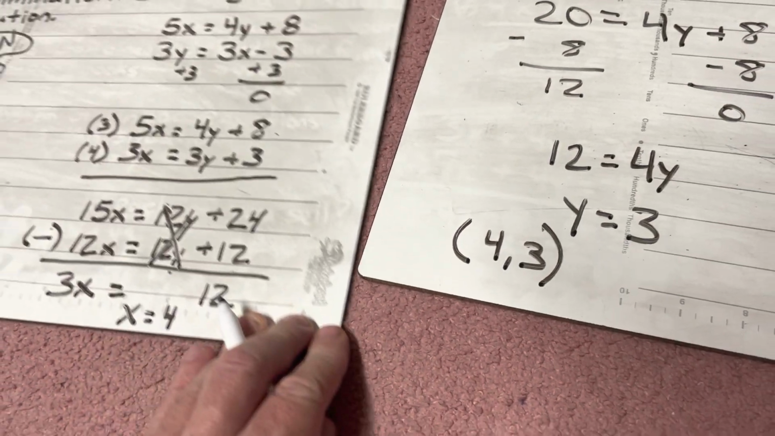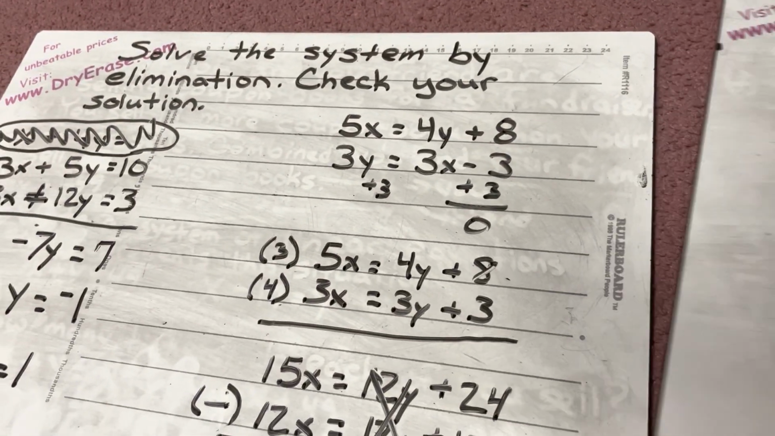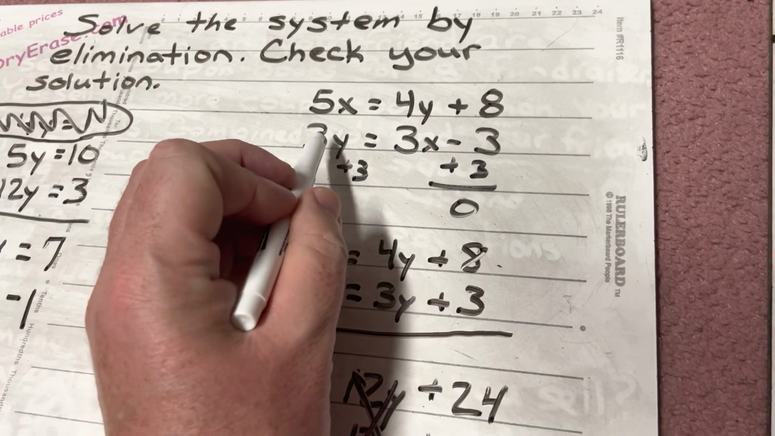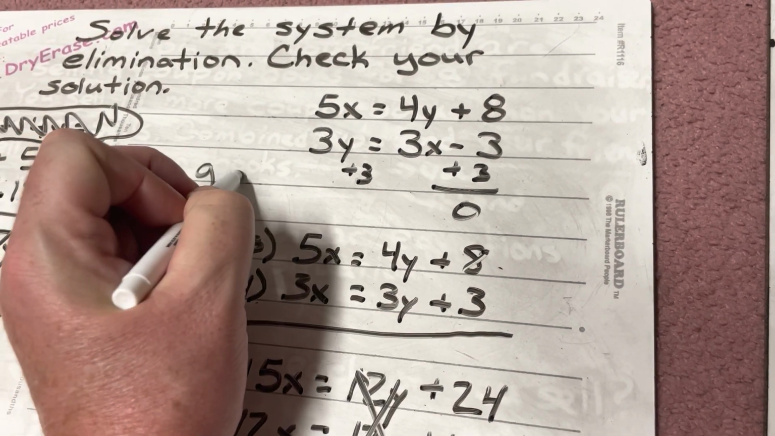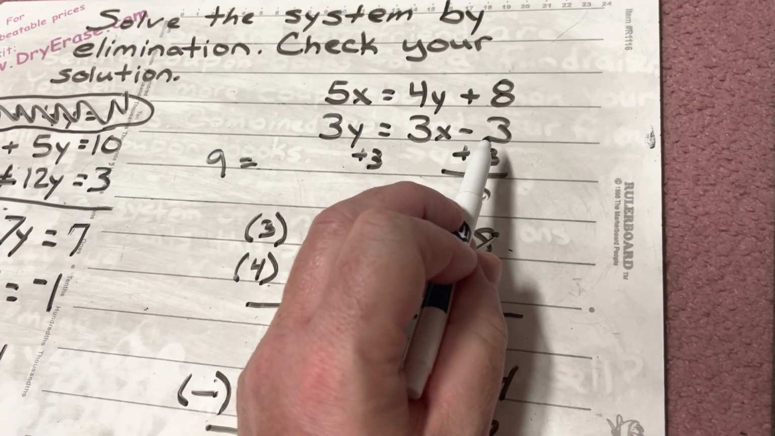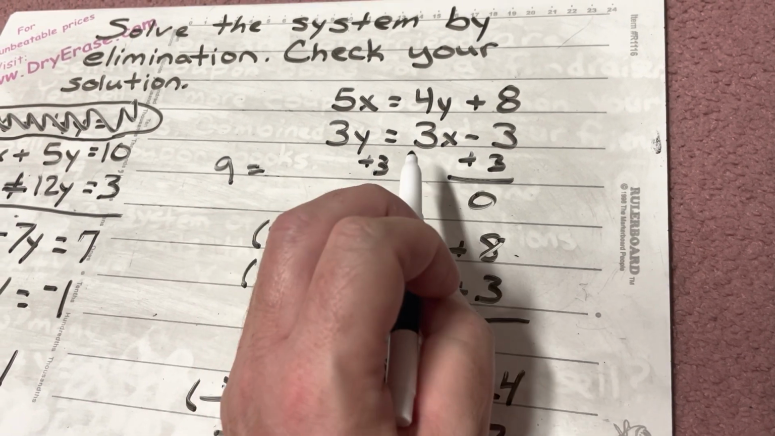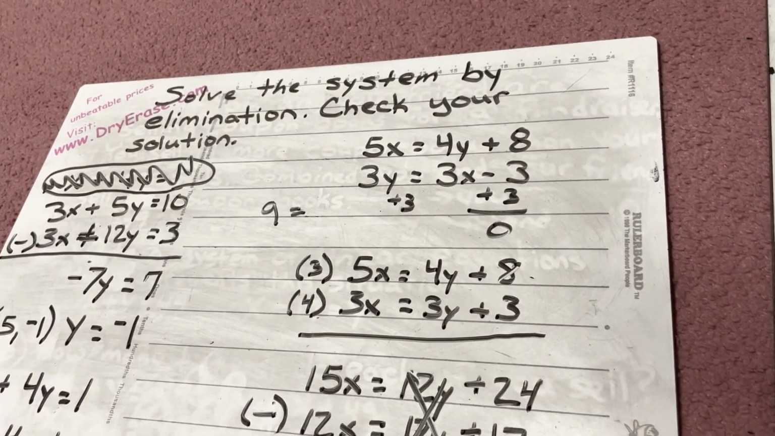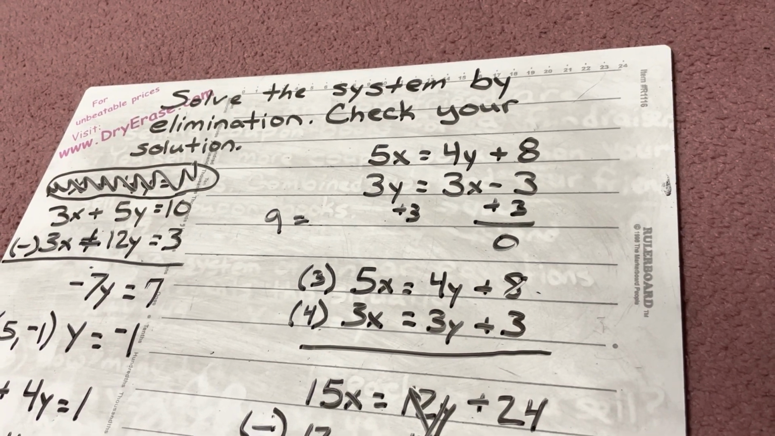If I want to double check the 4, 3, if y is 3, 3 times 3 would be 9. And if x is 4, 3 times 4 is 12. 12 minus 3 equals 9. Sure enough, 9 equals 9. That's another way you can double check: plug the numbers into the other equation.